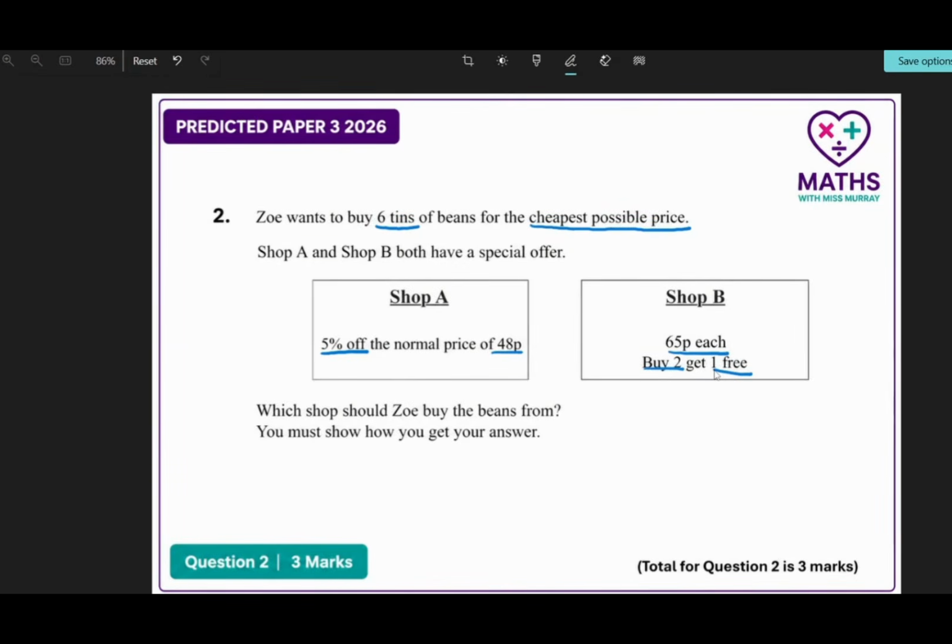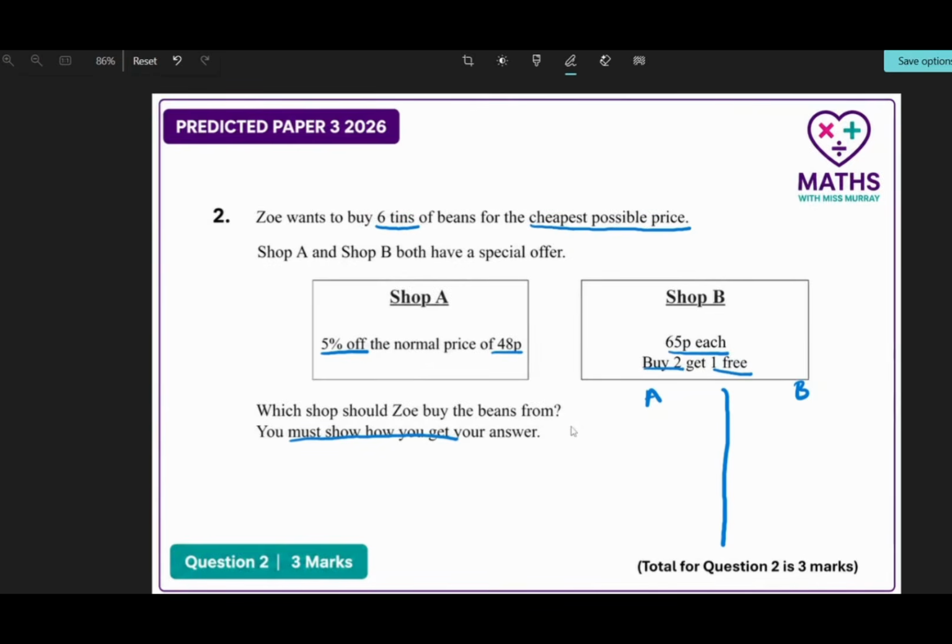So this is a comparison question. This is important. You must show how you get your answer. So if you just write an answer with no working out, you won't get any marks at all. So because I'm going to compare, I'm going to draw a line and I'm going to put A here and B here. So let's start with A. So I'm going to get 5% off the normal price of 48p.